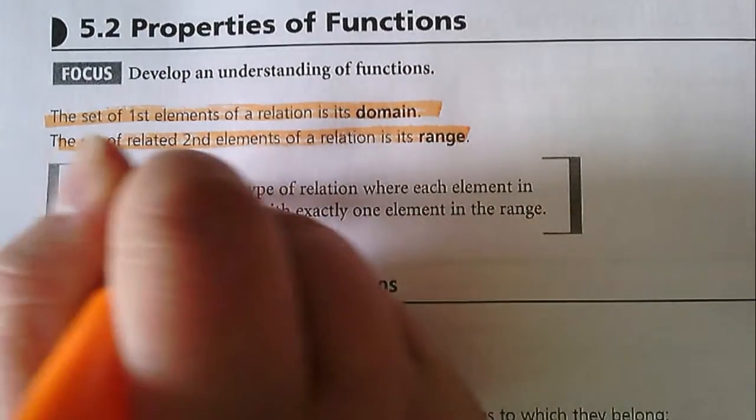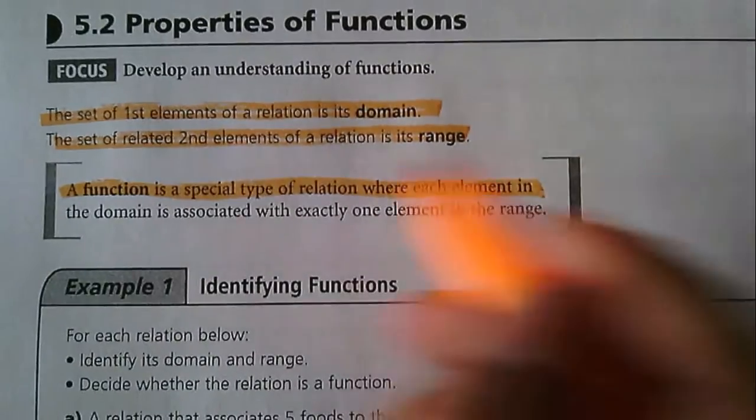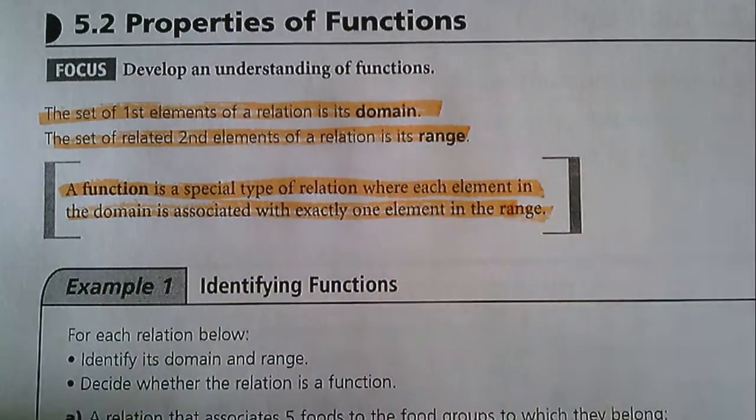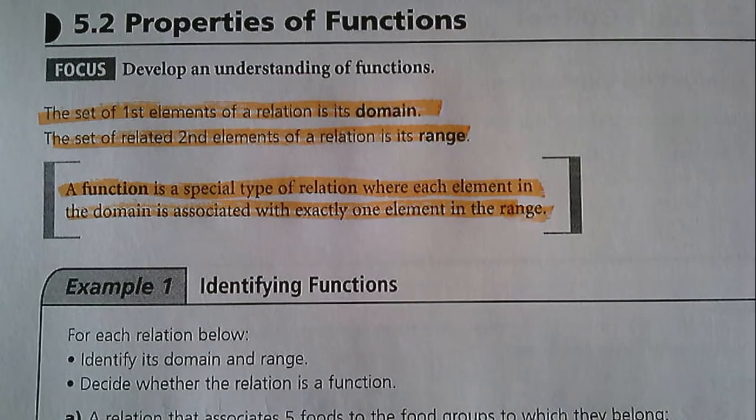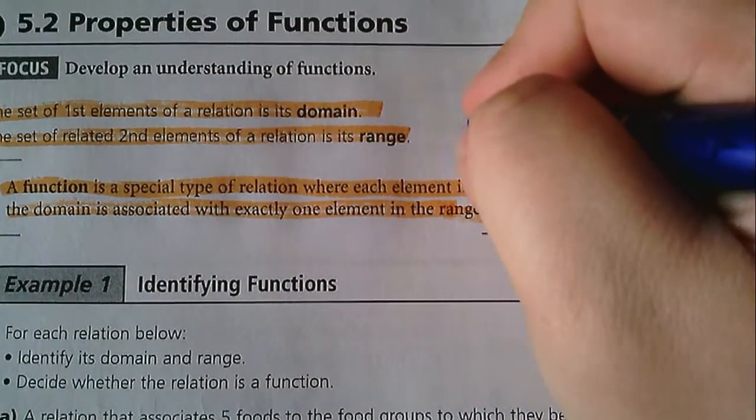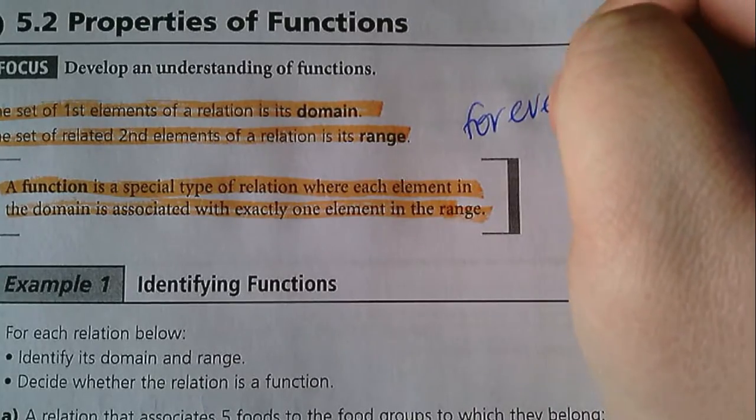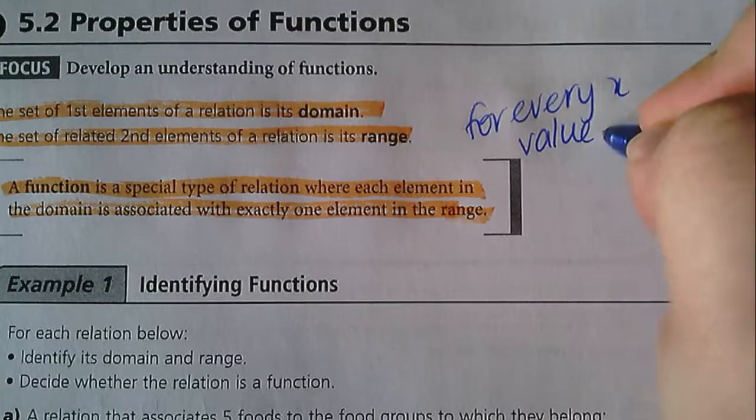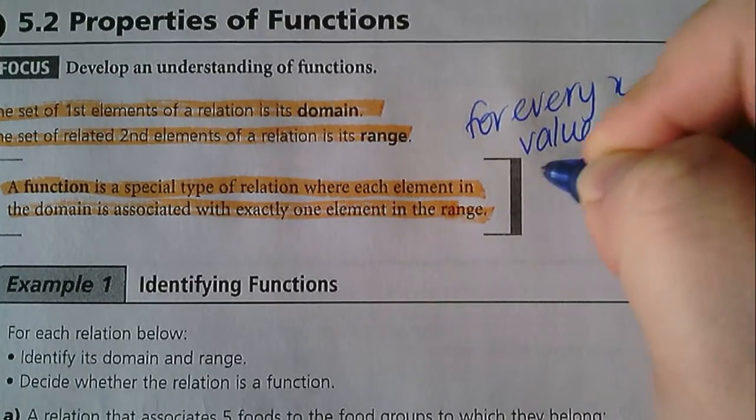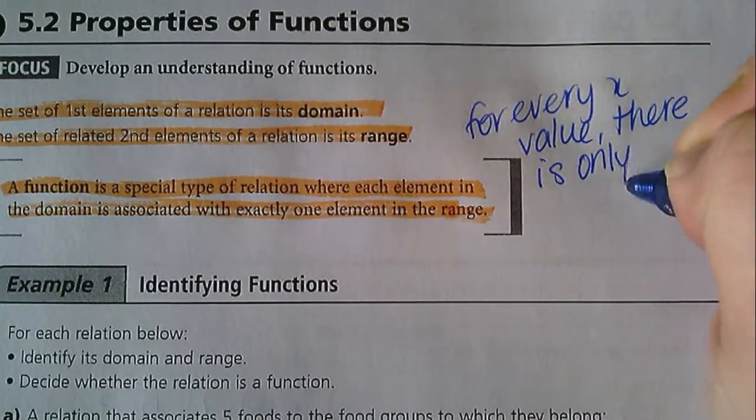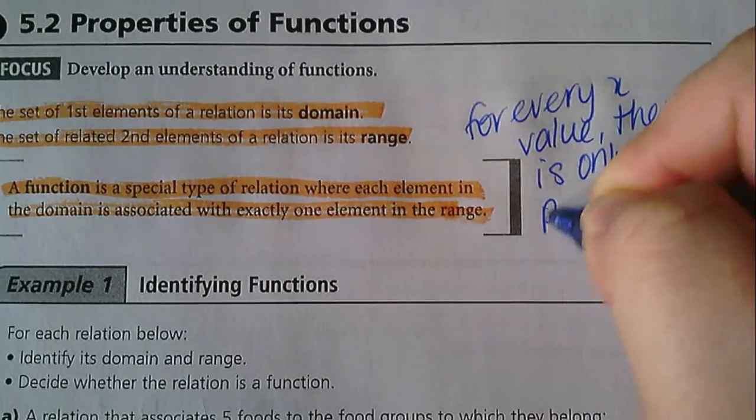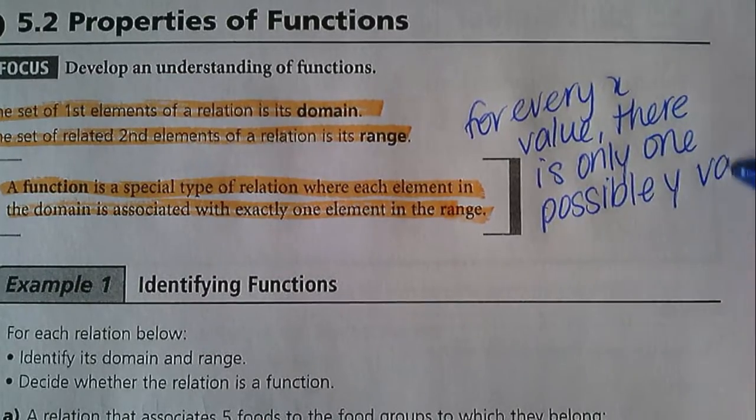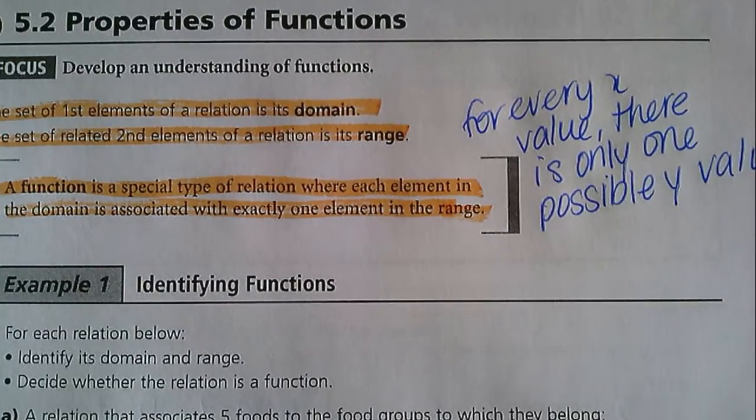Now a function is a special type of relation where each element in the domain is associated with exactly one element in the range. Another way to think of this is for every x value, there is only one possible y value. You can add that into your notes if you'd like as well.